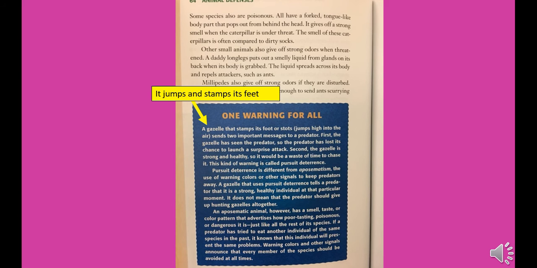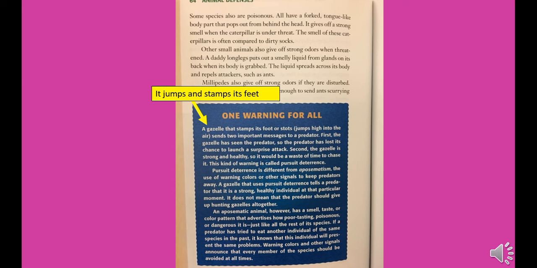Now we're going to read the text box that is found on page 64. It is titled, "One Warning for All." A gazelle that stamps its foot, or stots, jumps high into the air, sends two important messages to a predator. First, the gazelle has seen the predator, so the predator has lost its chance to launch a surprise attack. Second, the gazelle is strong and healthy, so it would be a waste of time to chase it. This kind of warning is called pursuit deterrence.